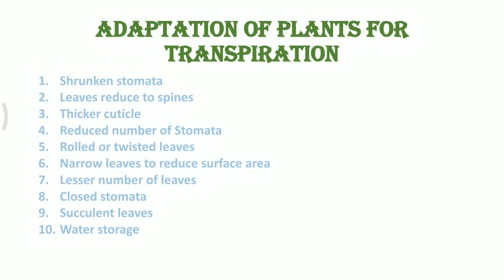Some of the plants lower the number of leaves, and a very small number of leaves are present, like acacia. If you have seen, they have very few leaves, and the entire plant has a lot of spines over it. So with the help of these two features, the rate of transpiration is maintained in the case of acacia. Succulent leaves means thicker leaves, like the cactus or aloe vera.